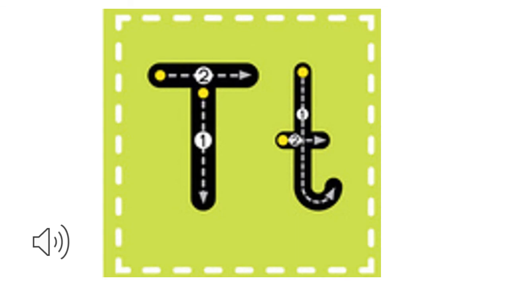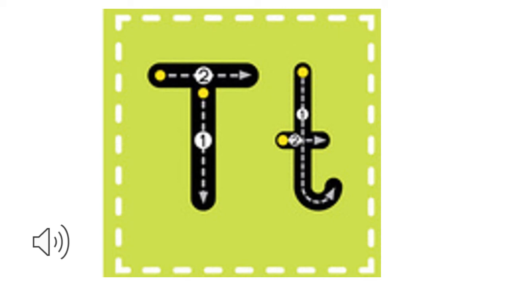Big T. First we will trace big T. Uppercase T. First we will draw a standing line, and then we will draw one sleeping line at the top.